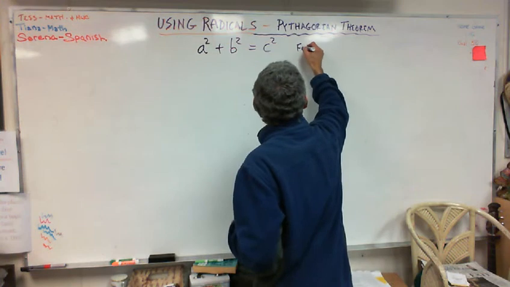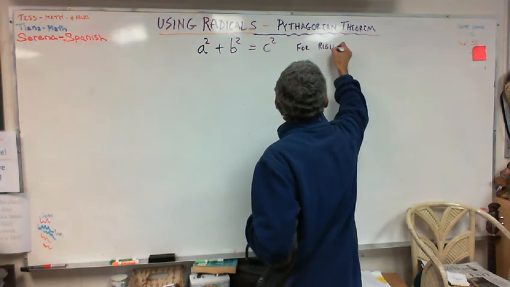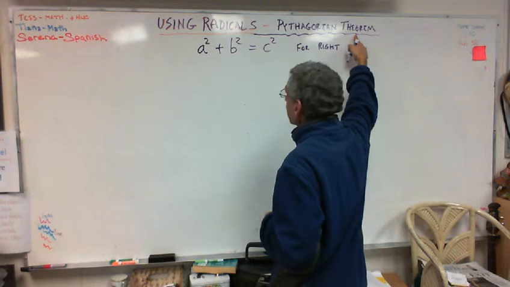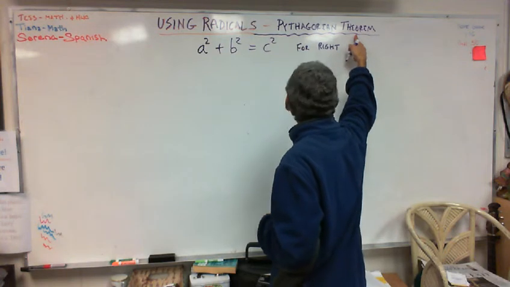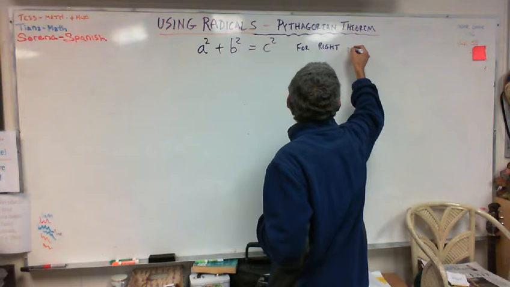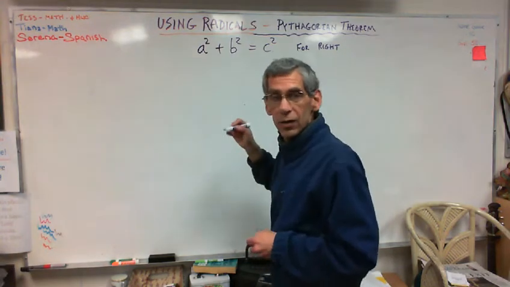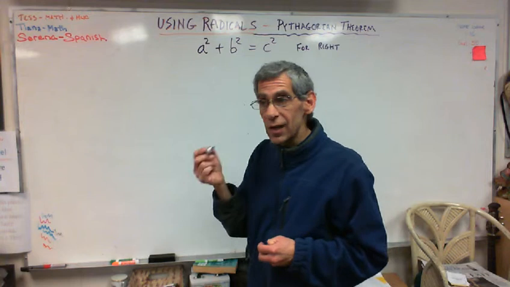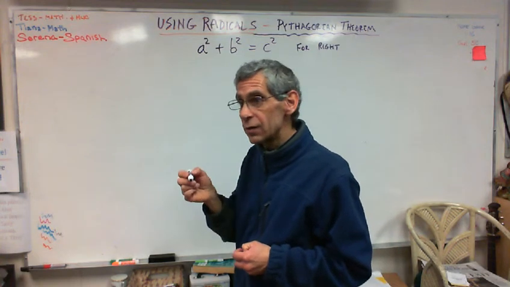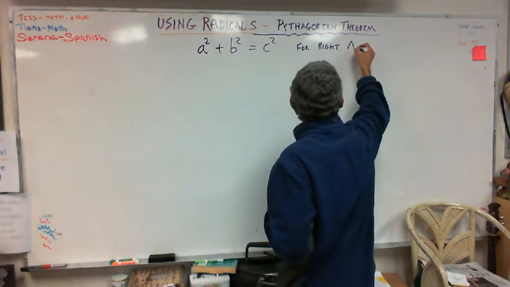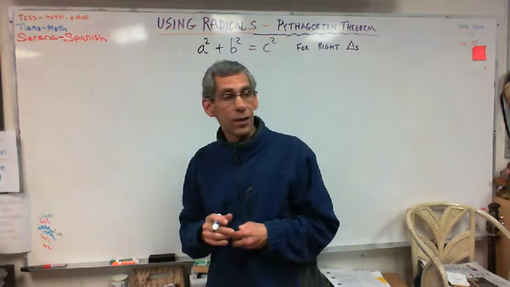What does that last word say on the board? Theorem. The Pythagorean theorem for right triangles. Now I could write the word triangles, but in geometry there's actually a symbol. Instead of writing the word, you can write a triangle, and you can put an S after it if you want, for right triangles.